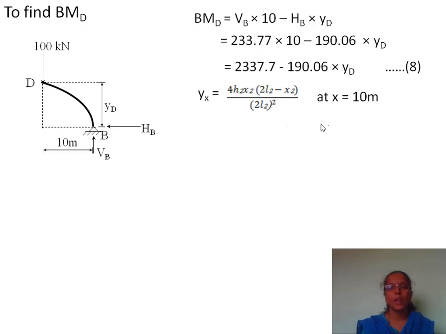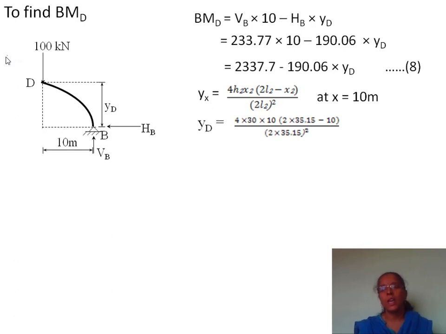At x is equal to 10 meter, we have to find YD. So YD will be equal to 4 into h2, which is 30 meter. Here h2 is the rise of the arch from B to C. So that is 30 meter, and x2 is 10 meter. 2 into L2, which is 35.15, minus x2, again 10 meter, divided by 2 into 35.15 whole square. If you simplify this, you will get YD as 14.64 meter.